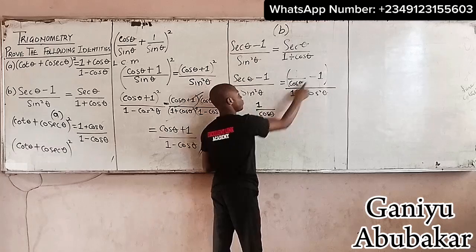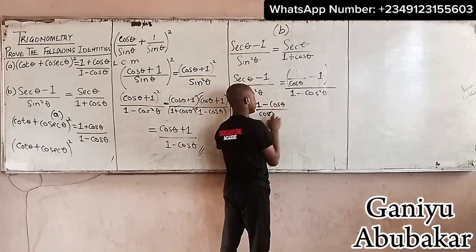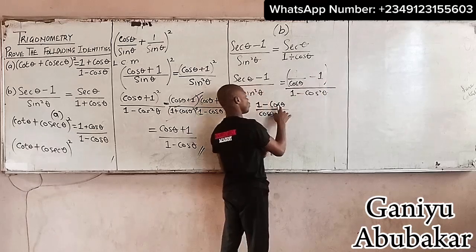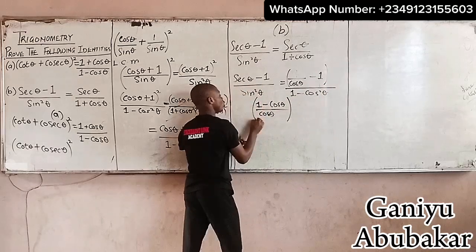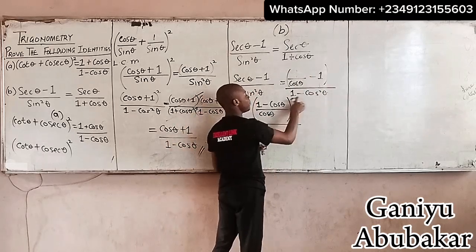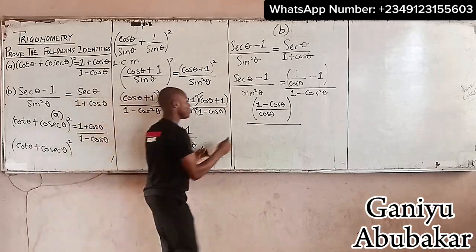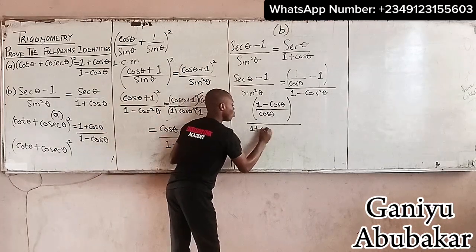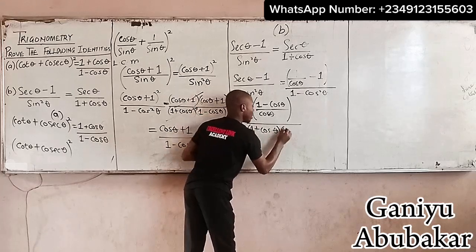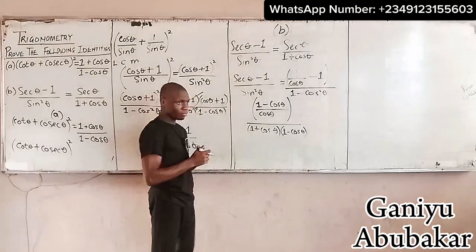I have 1 here minus, what do I have here? Cos theta. That is cos theta divided by 1 is what? Cos theta times 1 gives cos theta. So the expression of the numerator is this one here. So all over, we said this can be expressed as what? The idea of difference of two squares. So I have 1 plus cos theta into 1 minus cos theta. So I have this one here.